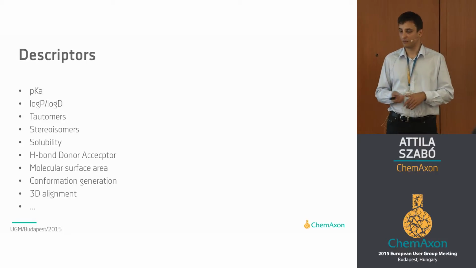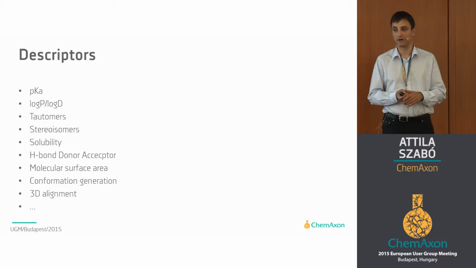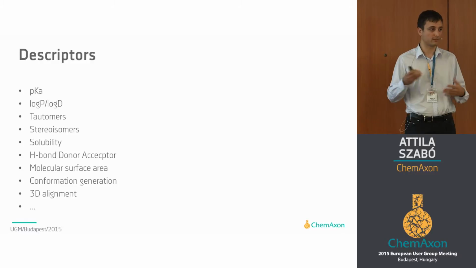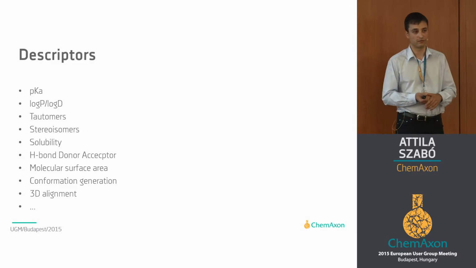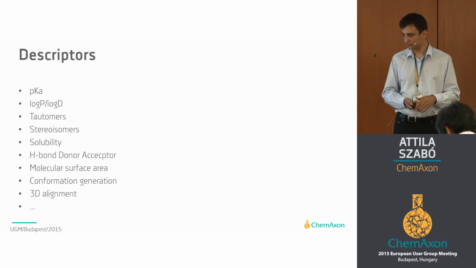I'm not intending to show all the nodes we have because we cover almost all of our functionality within KNIME. So apart from these, you can do JChem structure search, you can do virtual screening, or you can just manage JChem for Excel files.